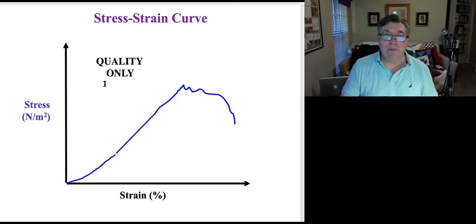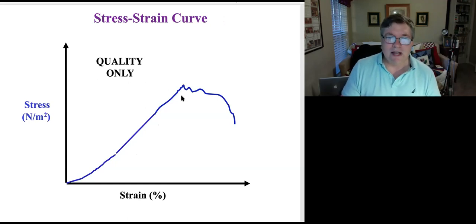Stress-strain curves tell us about quality only. So that's the cool thing. We've got stress on the y-axis, strain on the x-axis. This type of stress-strain curve, by the way, is typical of what we might see for a tendon or a ligament.